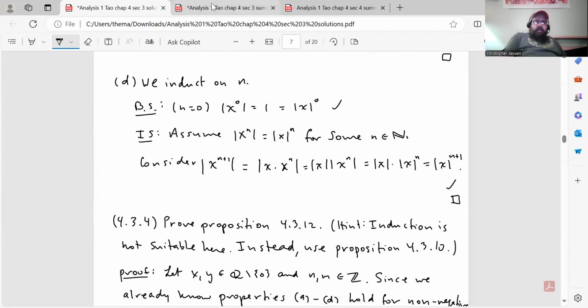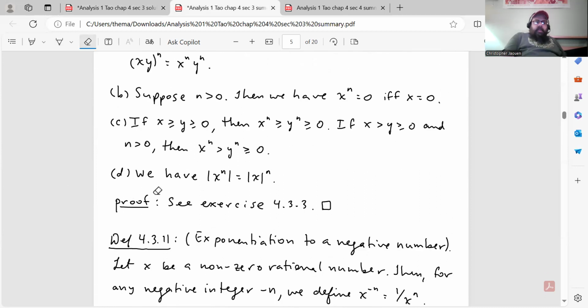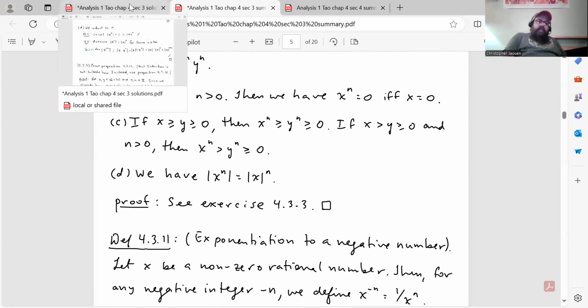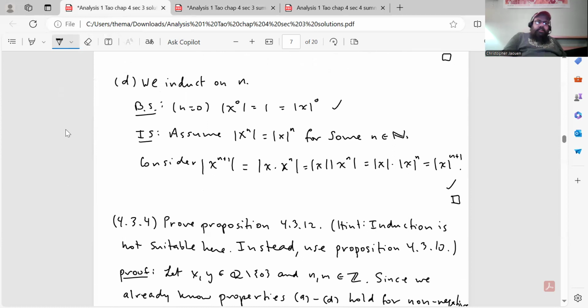We induct on n. Oh, let me read it out first. We have absolute value of x to the n equals the absolute value of x, to the n. So again, induction: n equals 0, x to the 0 is 1, which is the same thing as absolute value of x to the 0. So that works.